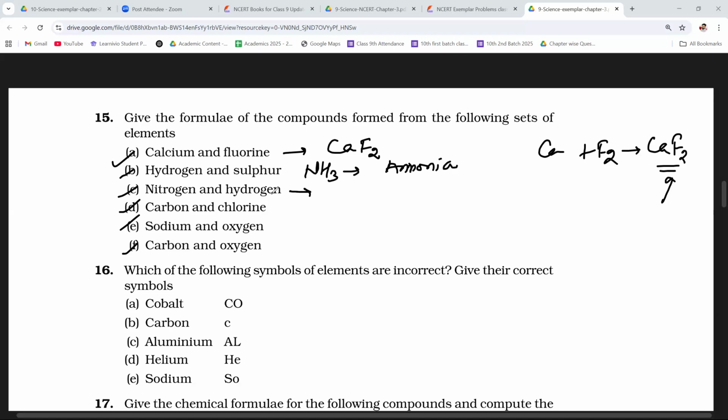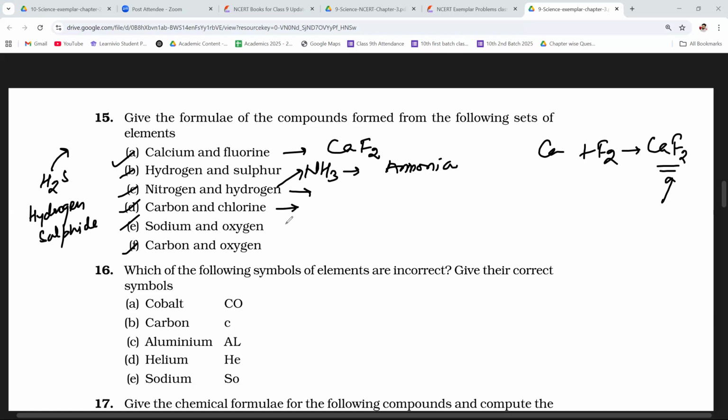Okay, this one is ammonia. Hydrogen and sulfur is H2S. What is the name of this compound? Hydrogen sulfide. Yes, hydrogen sulfide.